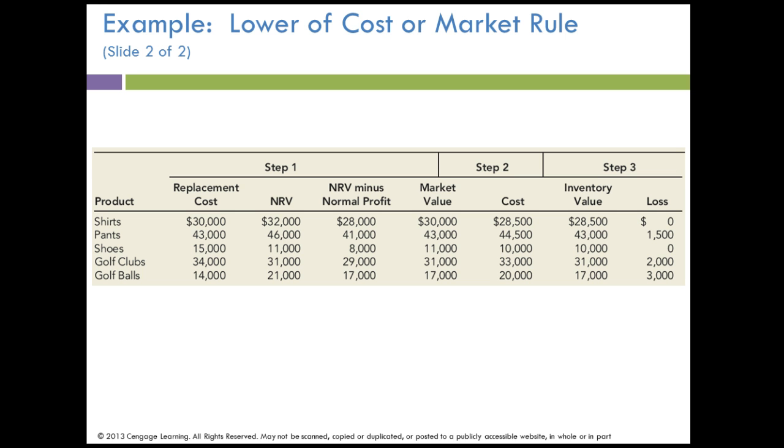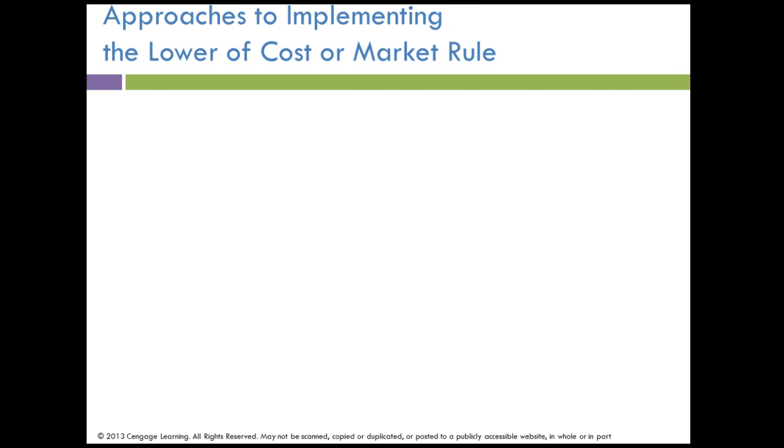Our golf balls, we've got a cost of $20,000. The replacement cost is $14,000. We've got our net realizable value at $21,000. Our net realizable value minus our normal profit is at $17,000. So we're going to have to write down against the floor that $3,000, because again, we're going to look at the ceiling, the floor, and the replacement cost.